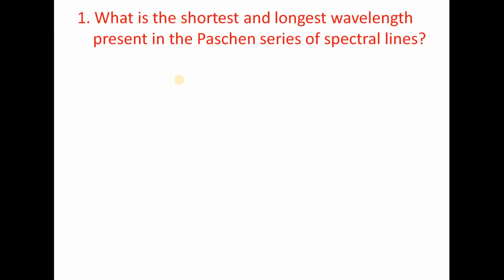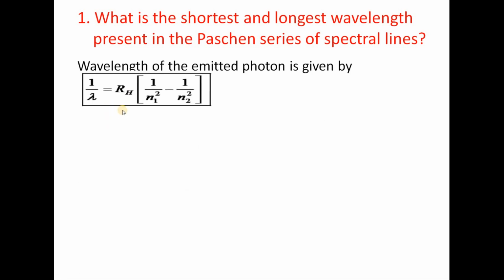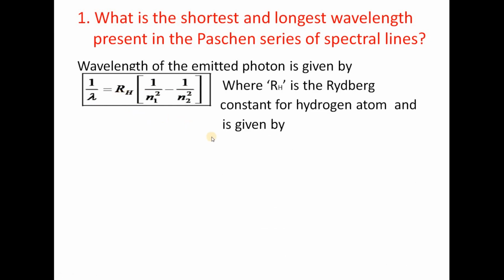To get the shortest wavelength, the frequency must be highest. So transition has to take place from n equal to infinity to n equal to 3 to get the shortest wavelength in Paschen series. Now as we know, the general formula for wavelength of emitted radiation is given by 1 by lambda is equal to RH into 1 by N1 square minus 1 by N2 square. Lambda is the wavelength of emitted radiation, RH is the Rydberg constant, and its value is 1.097 into 10 power 7 per meter.